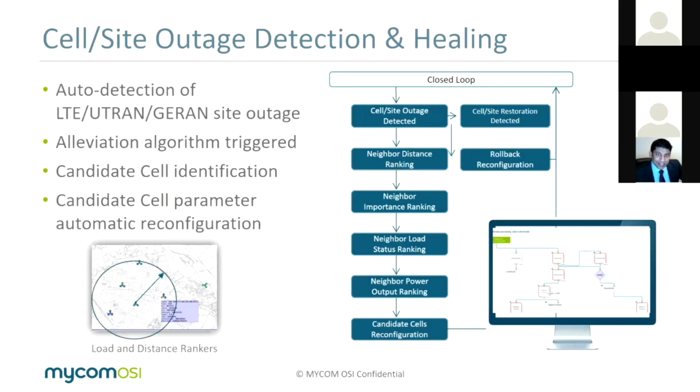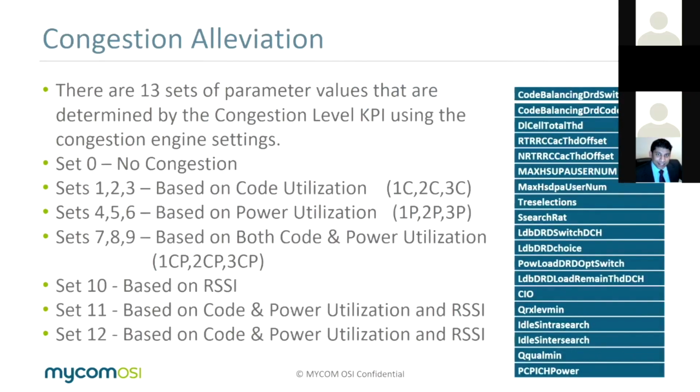So the next use case is automatic identification of these outages based on various different techniques that we've embedded, like looking at the cell site outage detection, neighbor distance ranking, the importance of those specific neighbors, selecting those candidate cells automatically and looking at whether the restoration can be detected, and a whole bunch of different things as well, which we embed into our algorithms, such as code utilization, power utilization, uplink and downlink RSSI.